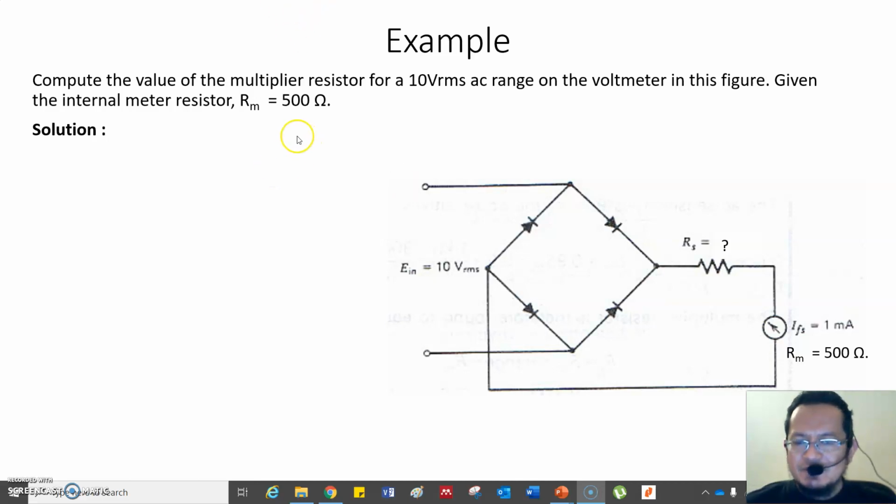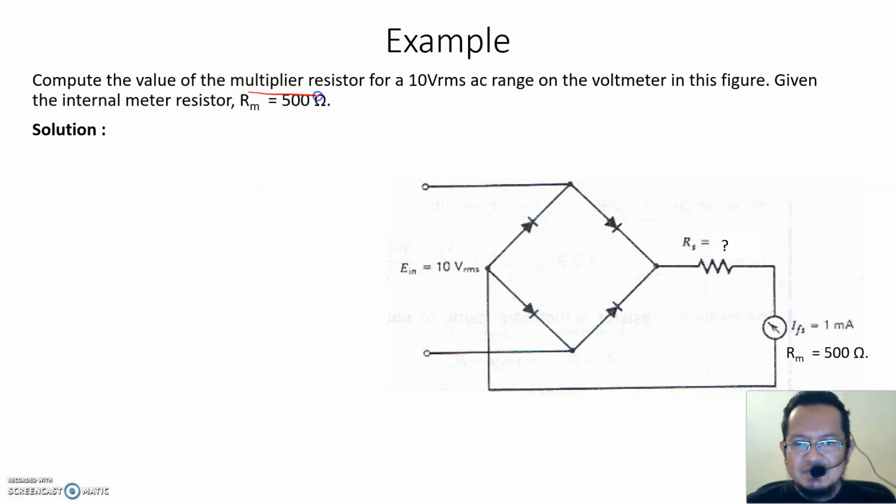So where we left off, we left off with this example which I didn't manage to cover. In this first example for a full wave rectifier circuit, the question asks you to compute the value of the series multiplier resistor, which is this resistor here, for a 10 volt RMS AC range of the voltmeter.